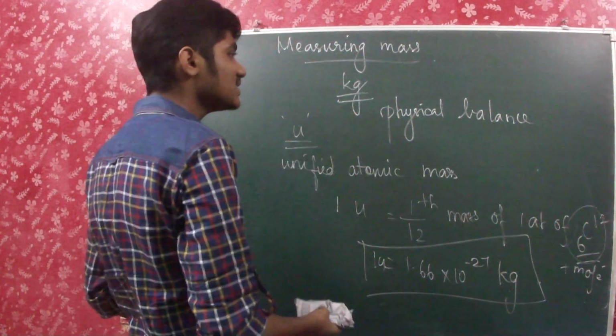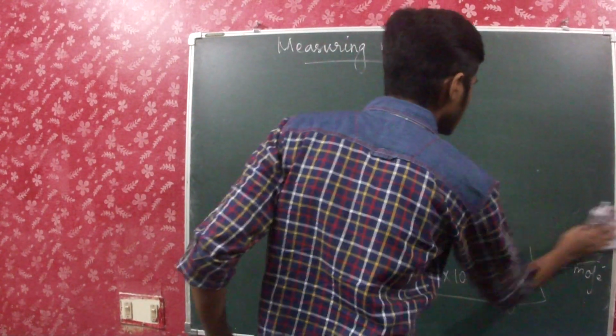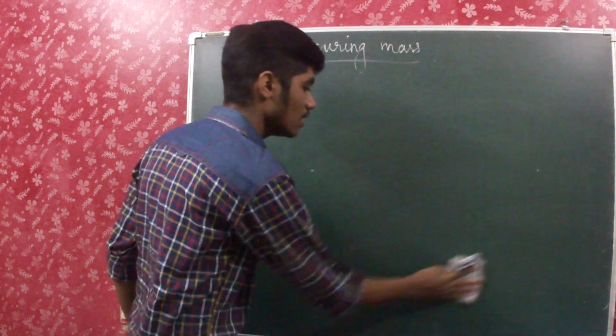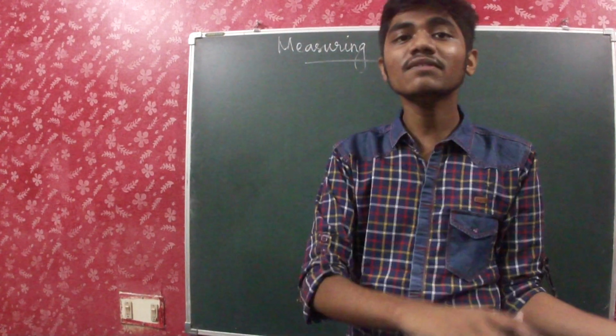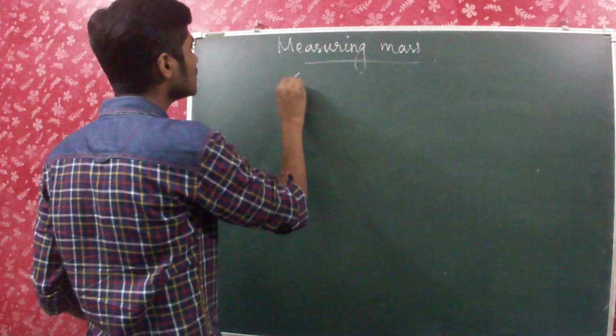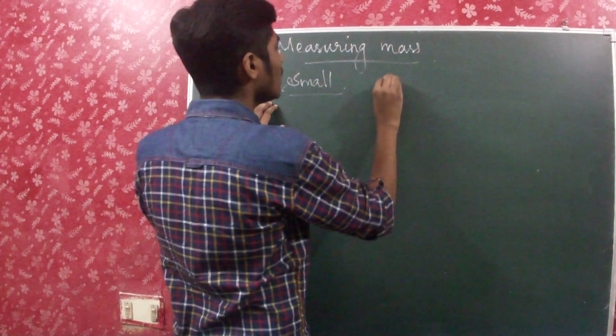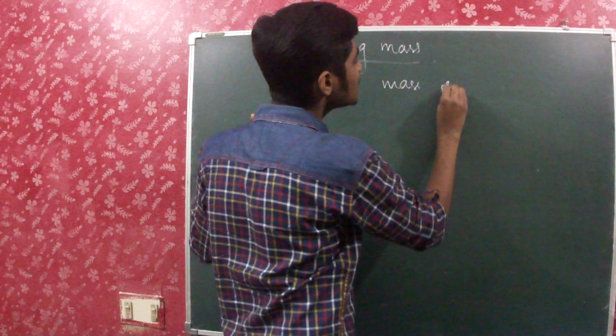So I told you about the physical balance and the mass of universal bodies. They can be measured by the gravitational method. Universal bodies like planets and stars, their mass can be measured by the gravitational method, which we will be discussing in a later topic. And very small objects can be measured by an instrument known as a mass spectrometer.